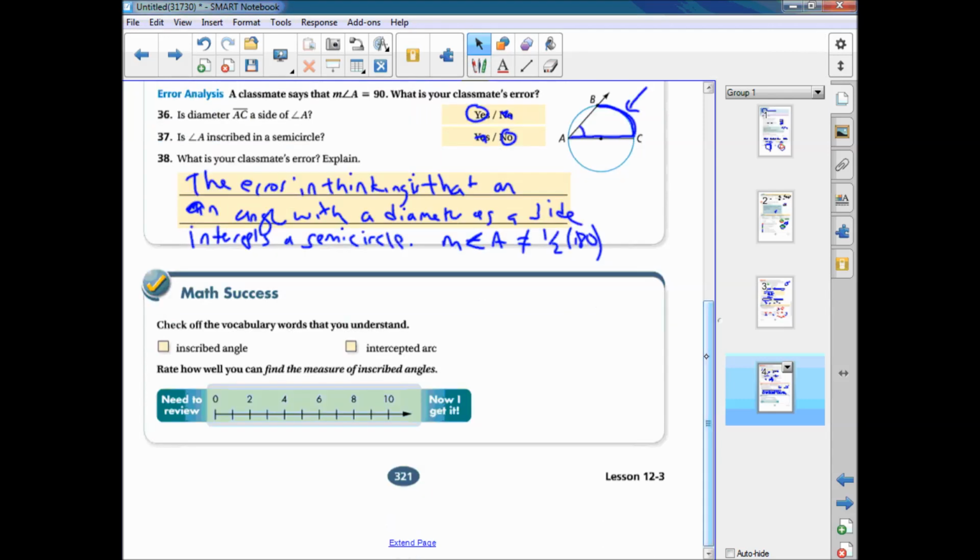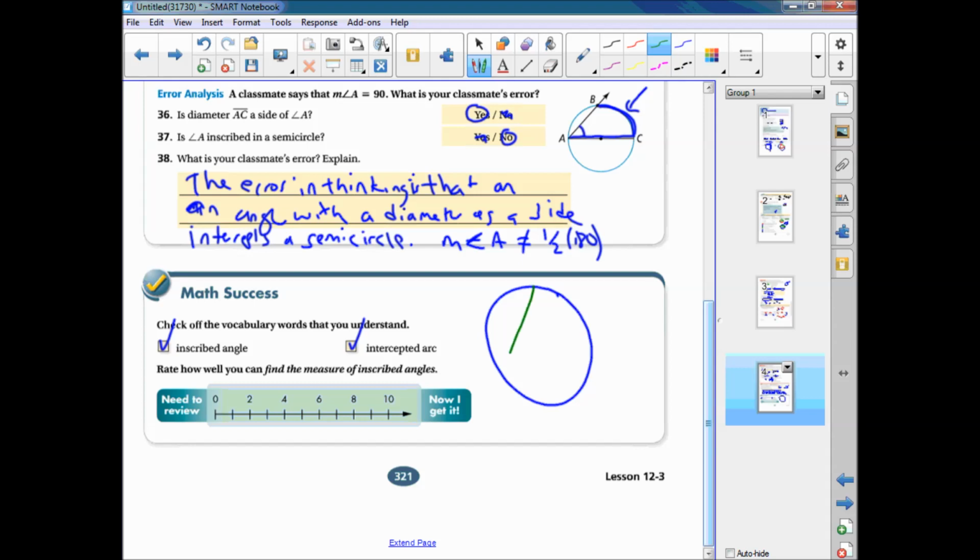All right, so that concludes our lesson for today. Check off the vocabulary words that you understand. So you should have inscribed angle and an intercepted arc that goes with it. So here is an inscribed angle, the angle that's inside of our circle. It has the vertex on the circle plus the two endpoints also on the circle. And then the intercepted arc that goes with it is the arc that's inside it, okay? And we learned that the measure of that arc is equal to 2 times the measure of whatever the angle was, okay? Or vice versa, half of the arc is equal to the measure of the angle.